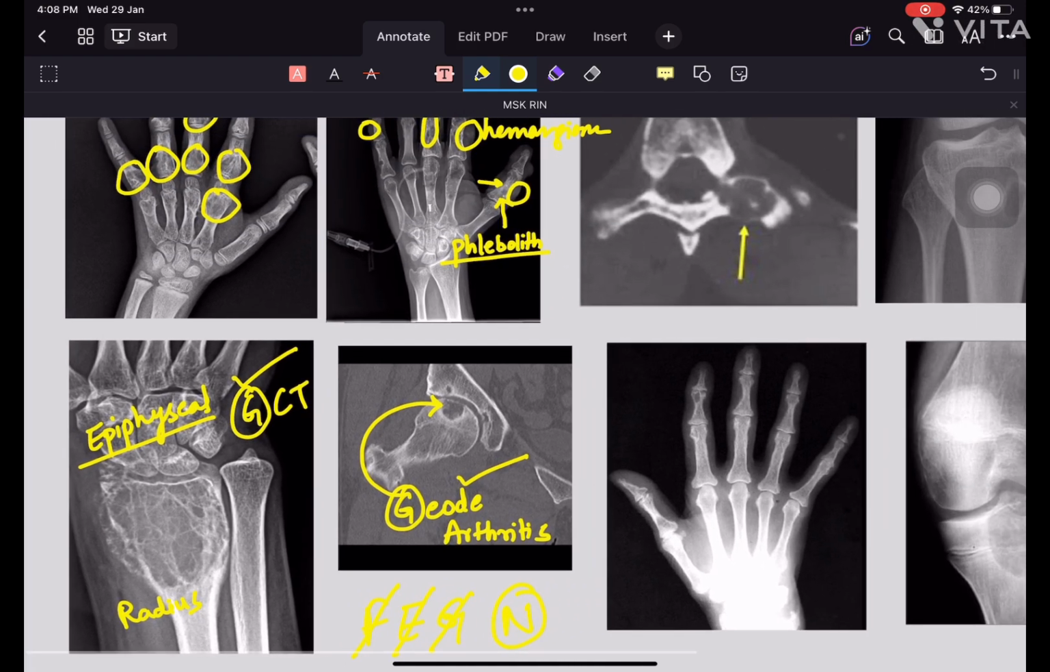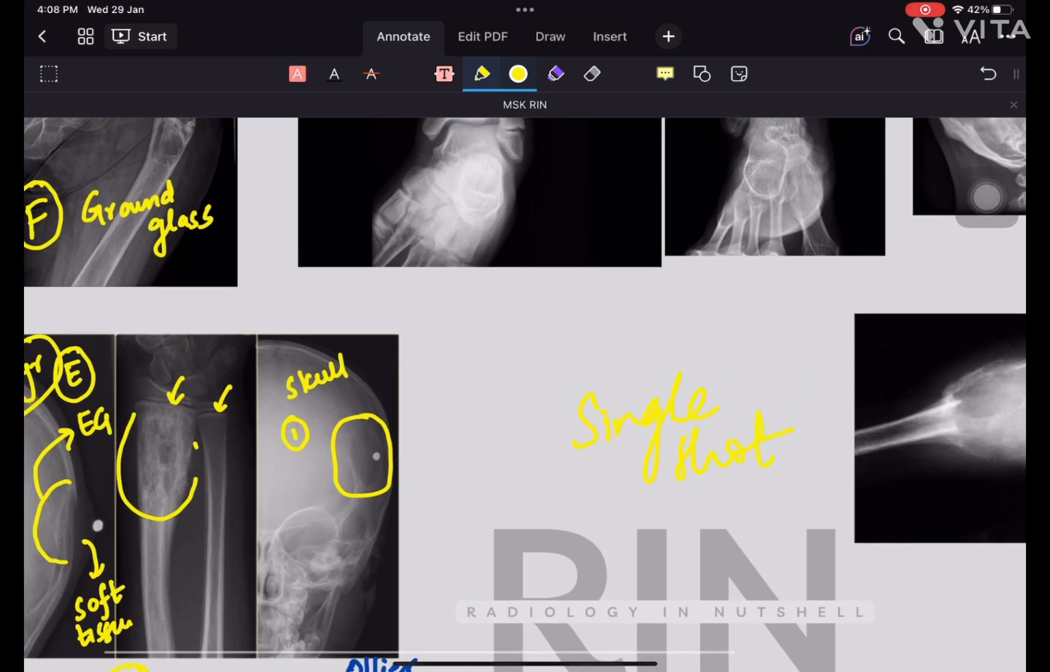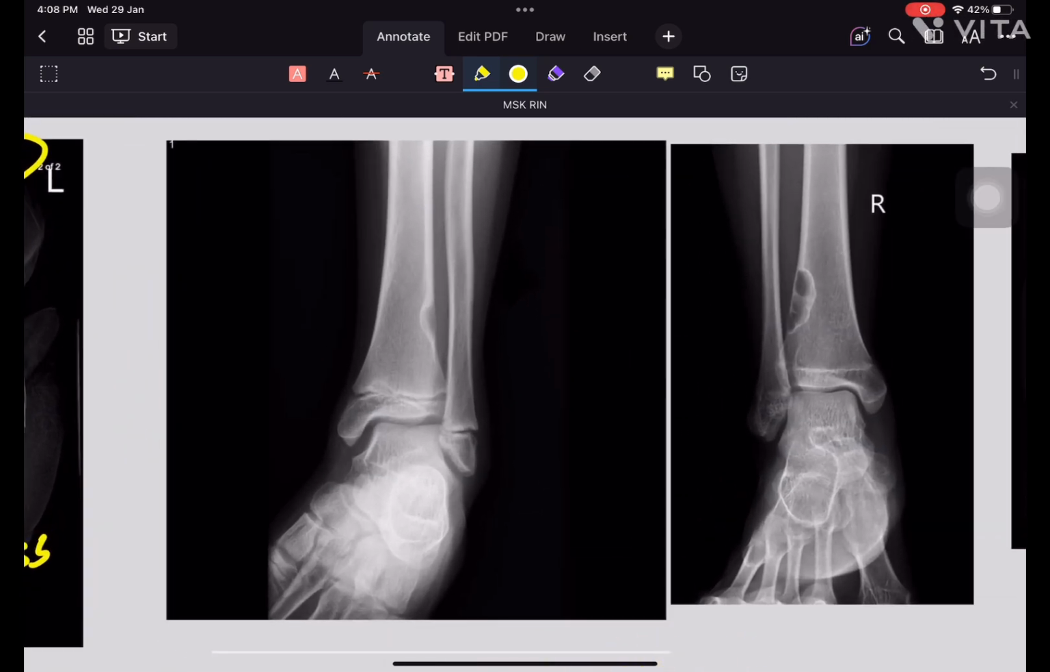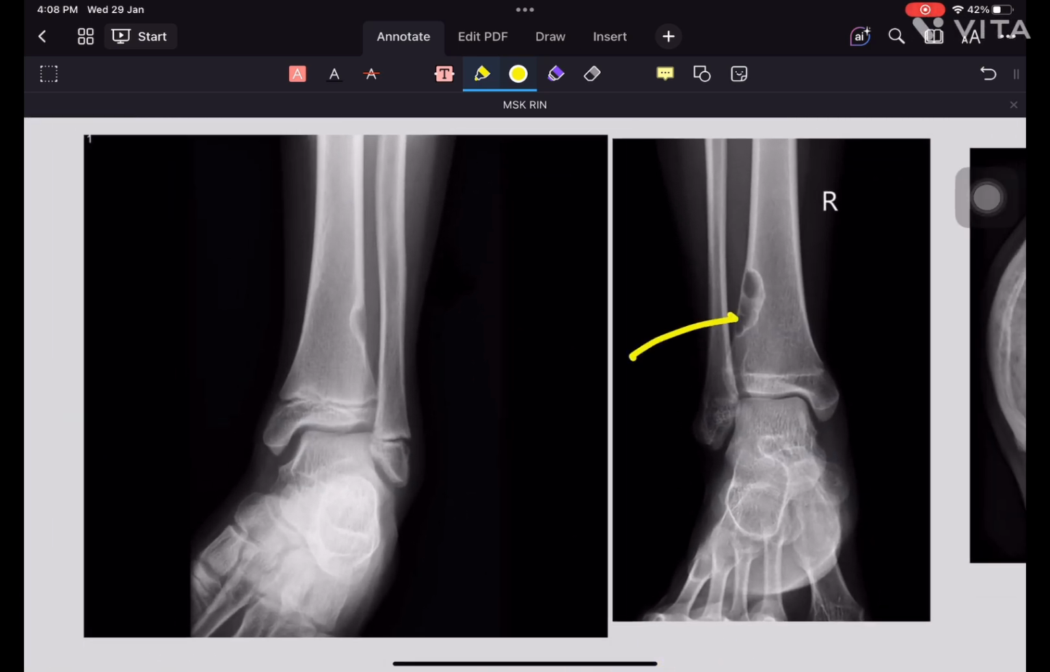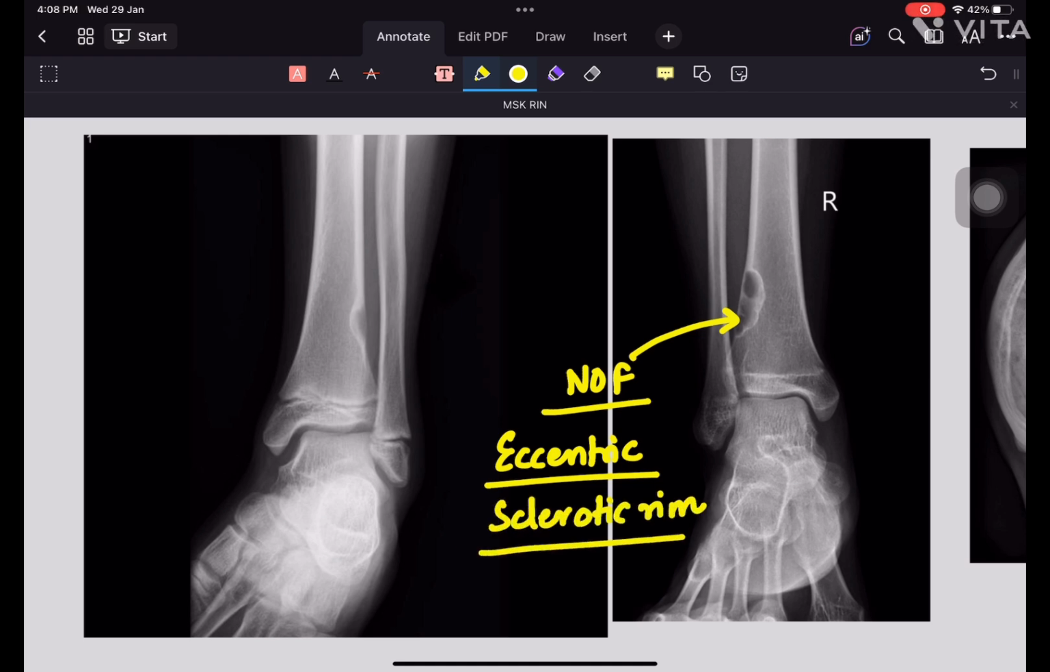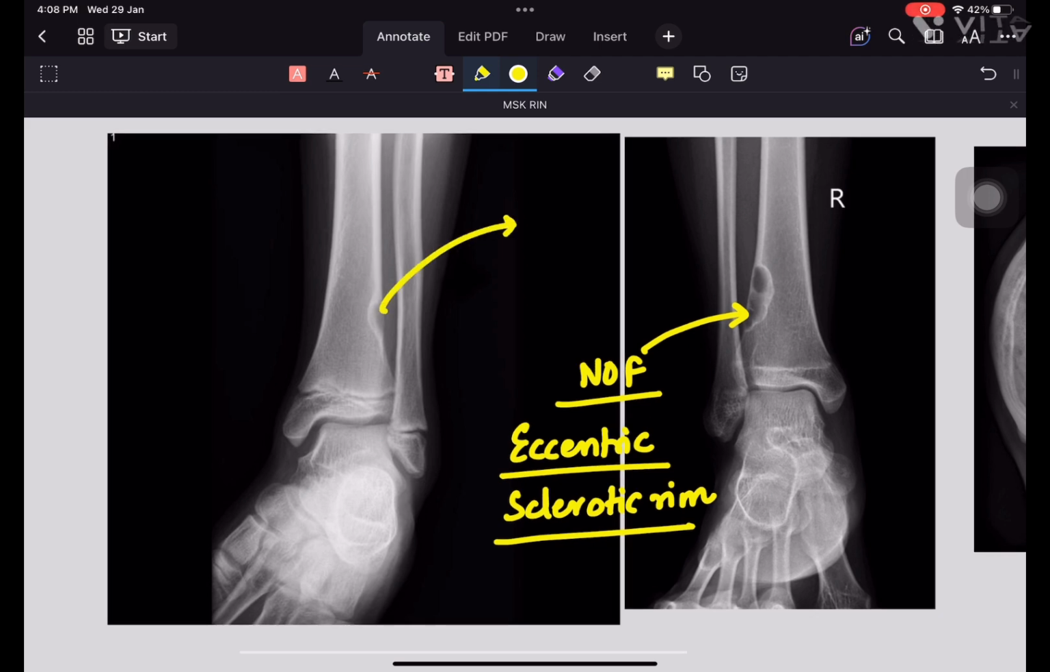Letter N is for non-ossifying fibroma. So the second image in this is representing a lucent lesion which is eccentrically located and is having a sclerotic rim. So all these terminologies you have to remember. Eccentric lesion with a sclerotic rim which is located in the diaphyseal region is non-ossifying fibroma. And the first image is representing fibrocortical defect.